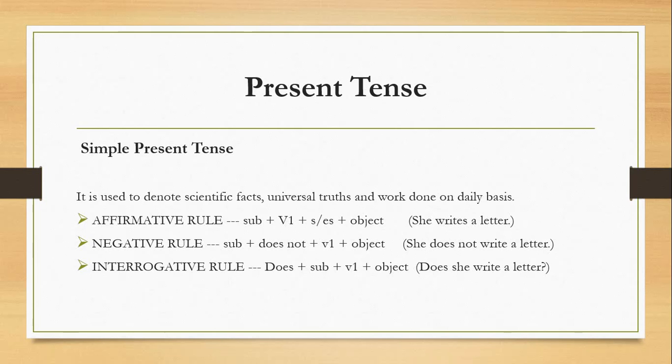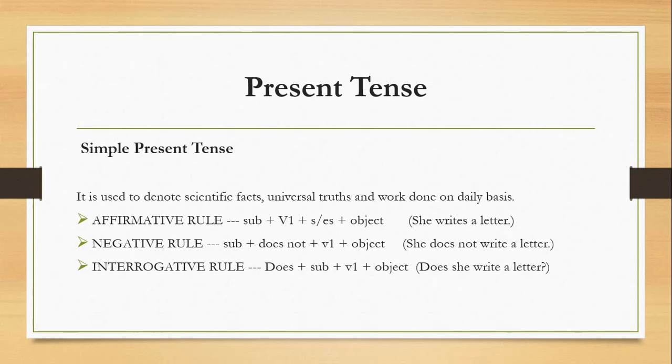Universal truth: the sun rises in the east. And work done on a daily basis. For example, she goes to school every day. Do remember we add s or es to the verb in simple present tense. And here I have given, for your convenience, the rules for affirmative, negative and interrogative sentences.